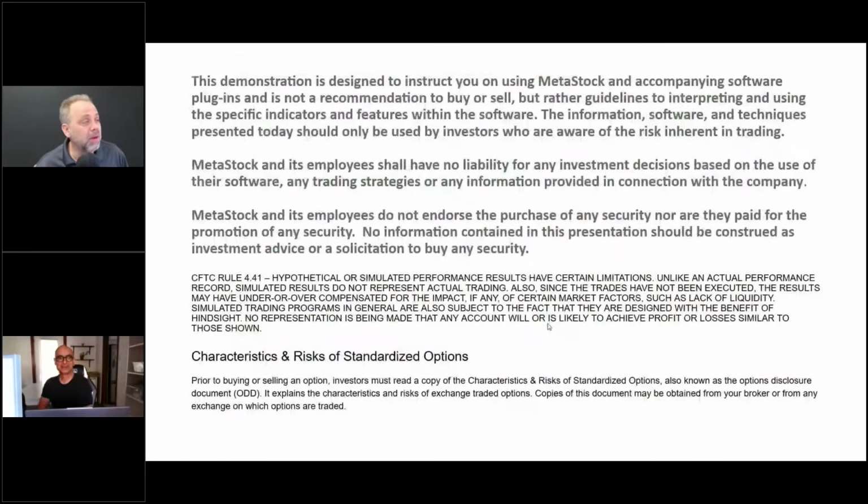So to kick us off, I'm going to go ahead and read the legal disclaimer. Today's demonstration is designed to instruct you on using the Metastock and the accompanying software plugins. It is not a recommendation to buy or sell, but rather guidelines to interpreting and using specific indicators and features within the software. The information, software, and techniques presented today should only be used by investors who are aware of the risk inherent in trading. Metastock and its employees shall have no liability for any investment decisions based on the use of the software, any trading strategies, or any information provided in connection with the company. Metastock and its employees do not endorse a purchase of a security, nor are they paid for the promotion of a security. No information contained in the presentation today should be construed as investment advice or the solicitation to buy said security.